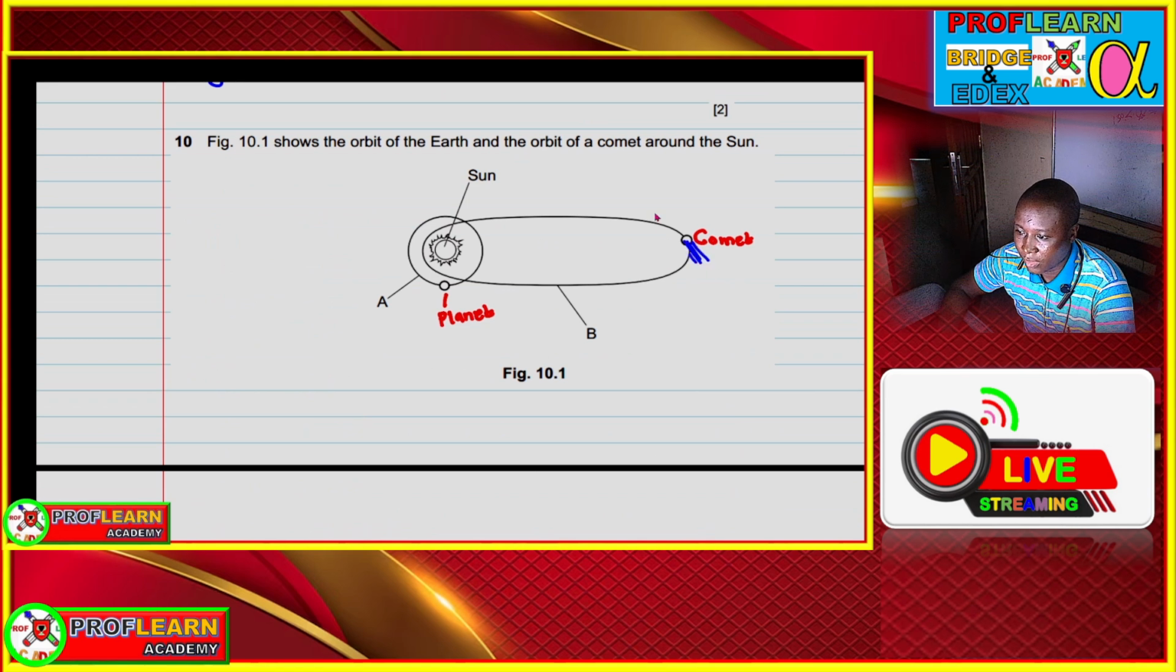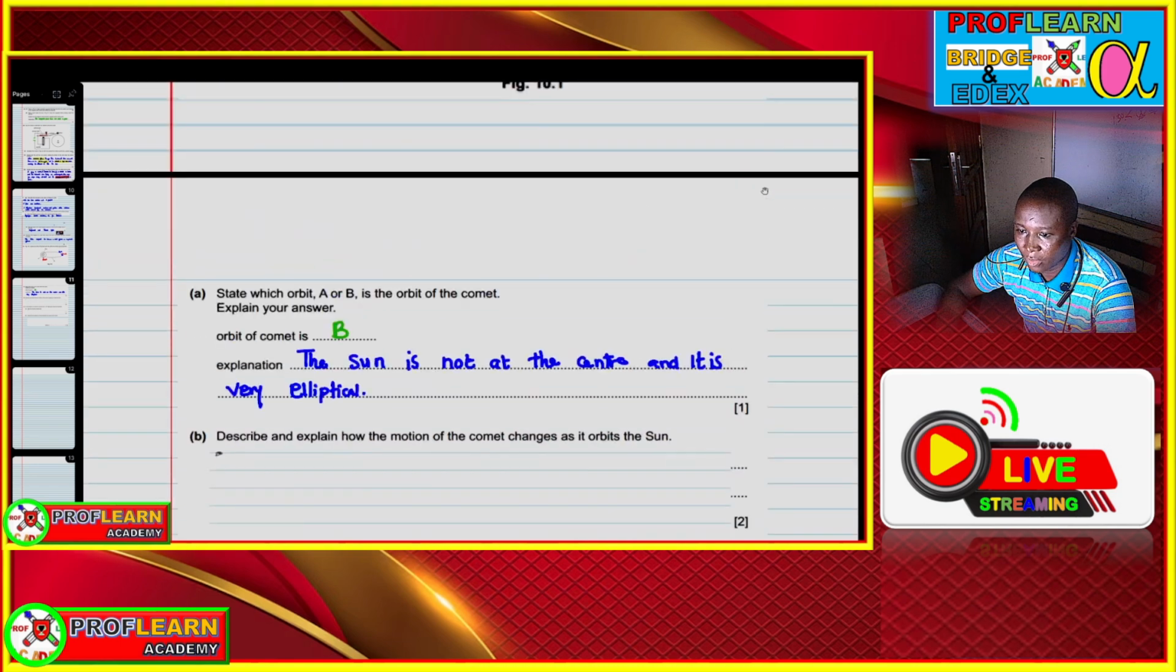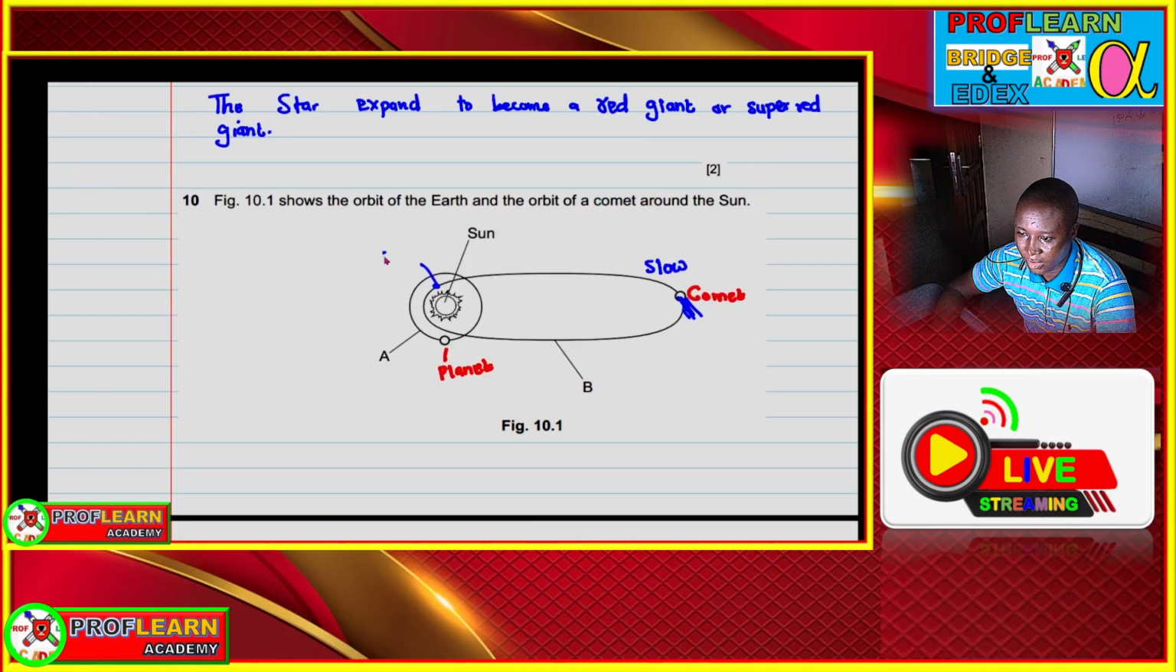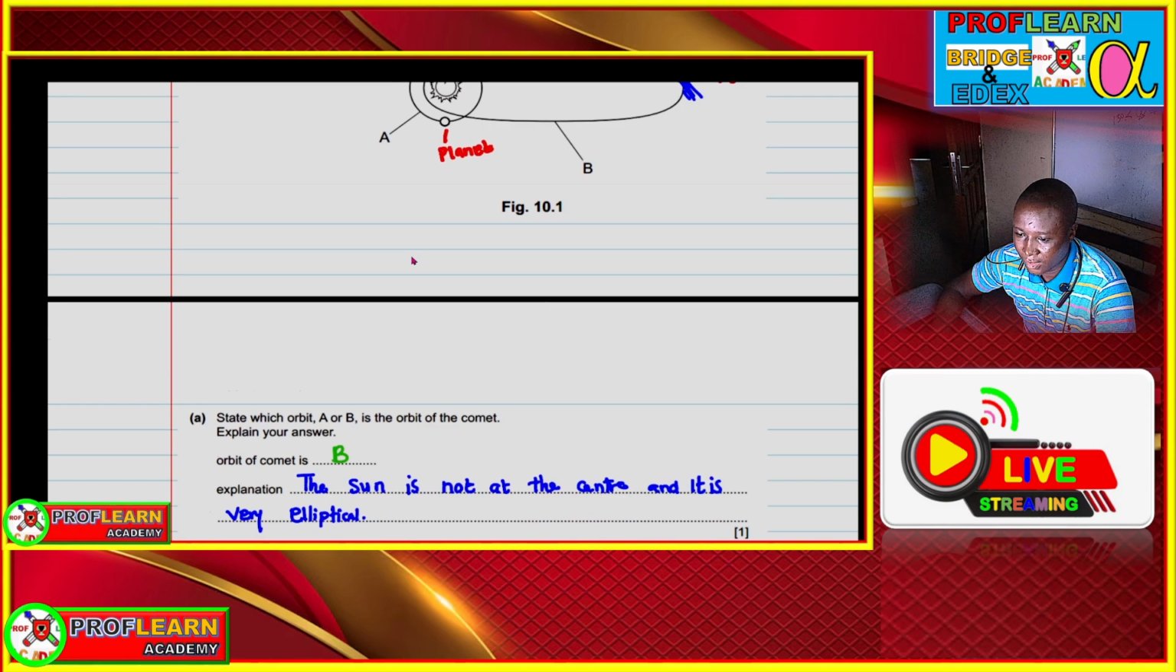We also need to identify that as the comet moves around its orbit, the speed keeps on changing. It's moving slowly when it's very far from the Sun, but when it's close to the Sun here, it's going to be moving very, very fast. So the speed keeps on changing because energy is being transferred from potential energy to kinetic energy.